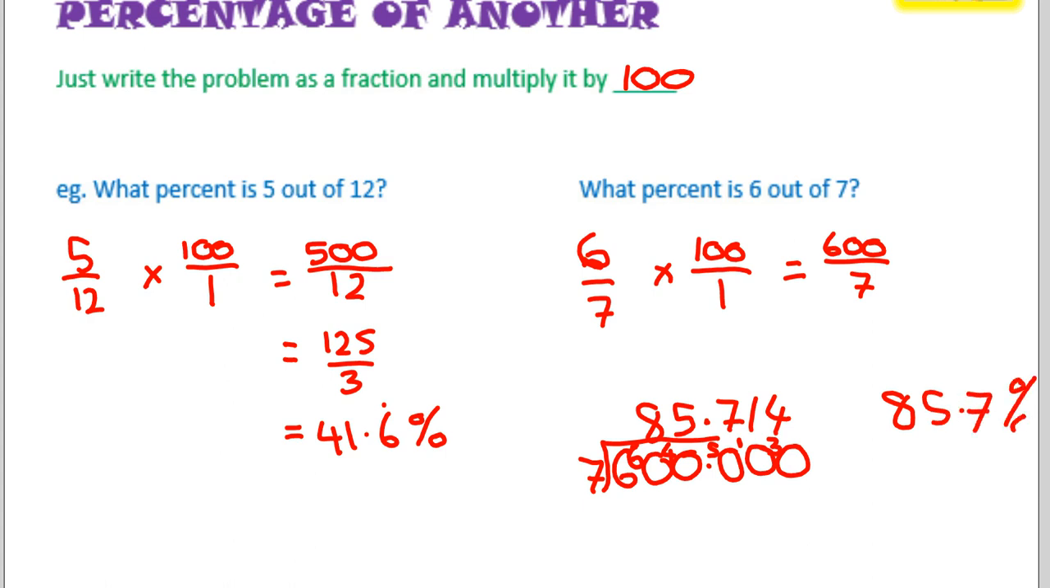If it was all just to be done with calc, it's easy. Just do 6 over 7 as a fraction, 6 divided by 7, and then times that answer by 100. That's an easy thing to do with fractions. You would still get the same answer, 85.7%. I just like to show you a bit of non-calc as well. Practices our fraction operations.